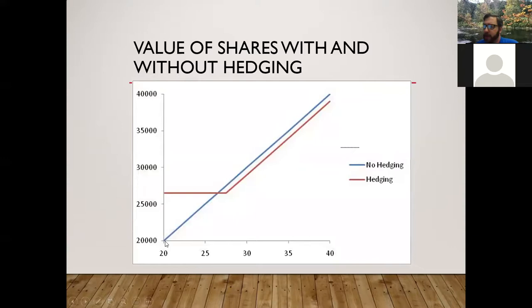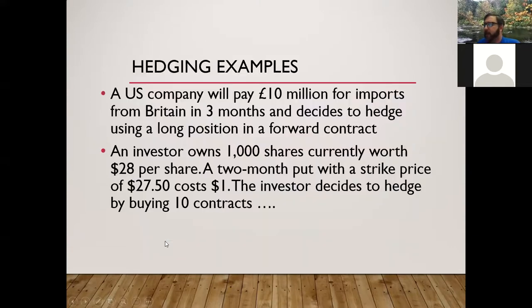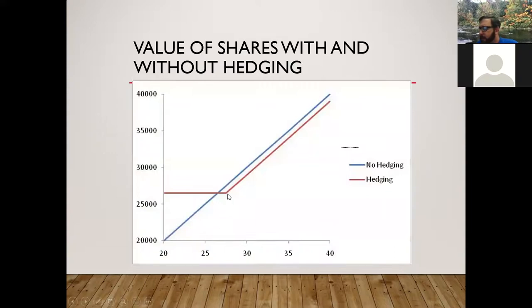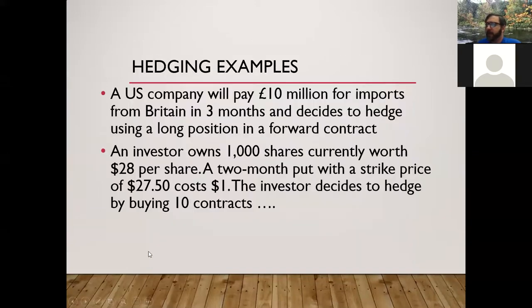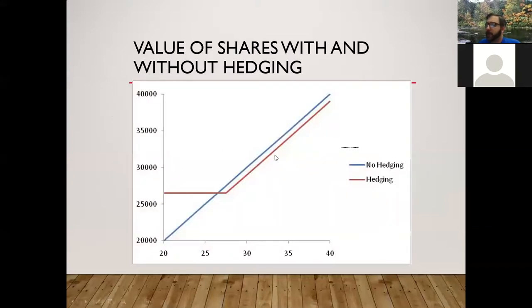So if I don't hedge, it's currently 28 a share, which is right here. If I don't hedge at all, for every dollar increase I'm getting an extra $1,000, because I have 1,000 shares. So every time a share goes up $1, I get $1,000.